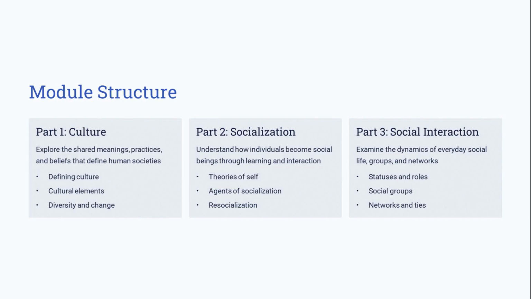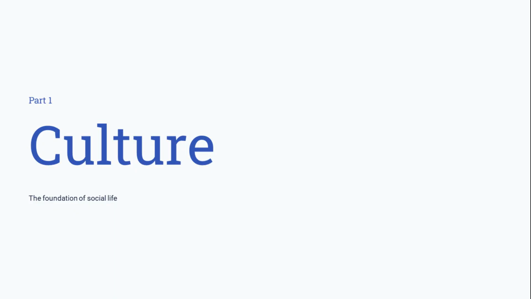The module is structured into three parts: culture, socialization, and social interaction. Each part will provide a comprehensive exploration of the shared meanings, practices, and beliefs that define human societies, the process of becoming social beings, and the dynamics of everyday social life. Let's begin with Part 1, culture, which serves as the foundation of social life.